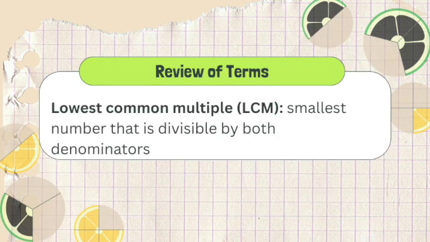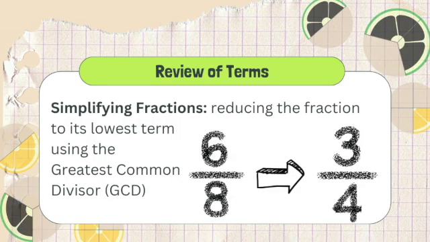A review of some terms includes the term that we learned recently, lowest common multiple, which is the smallest number that is divisible by both denominators. For example, simplified fractions. Simplified fractions means reducing the fraction to its lowest terms using the greatest common divisor. So, for example, here, 6/8 got simplified into 3/4.